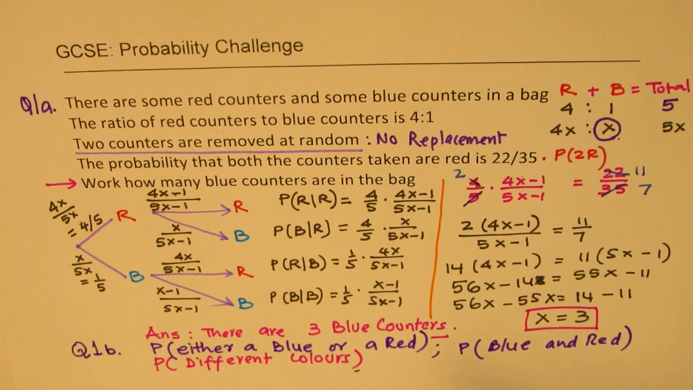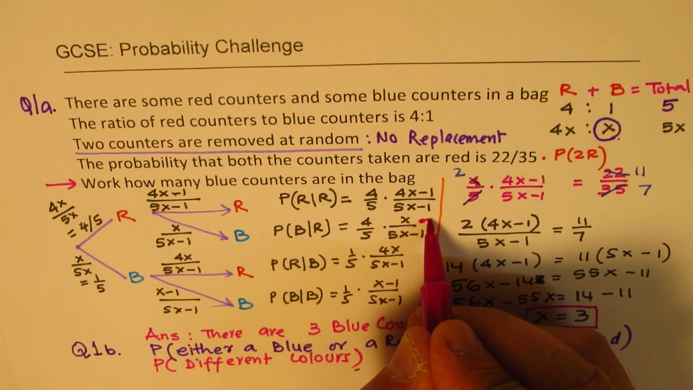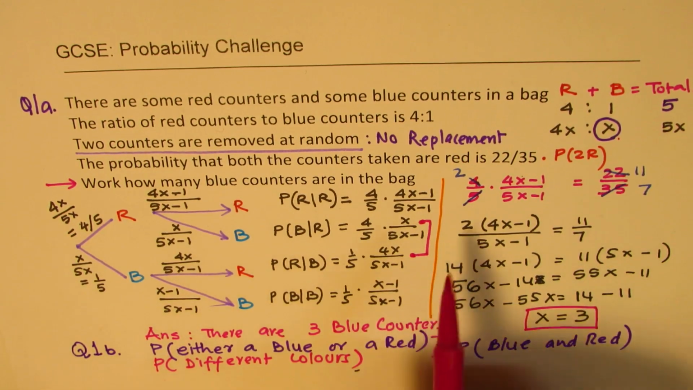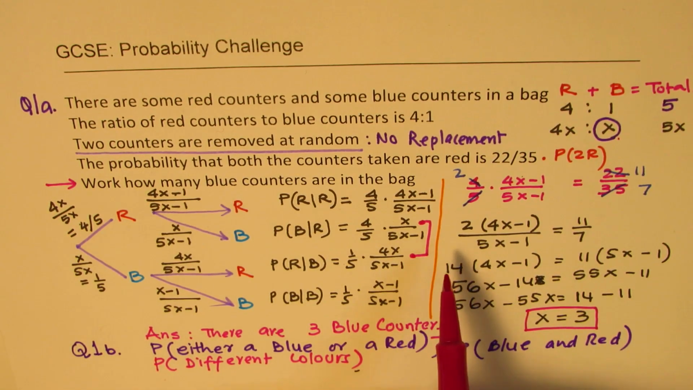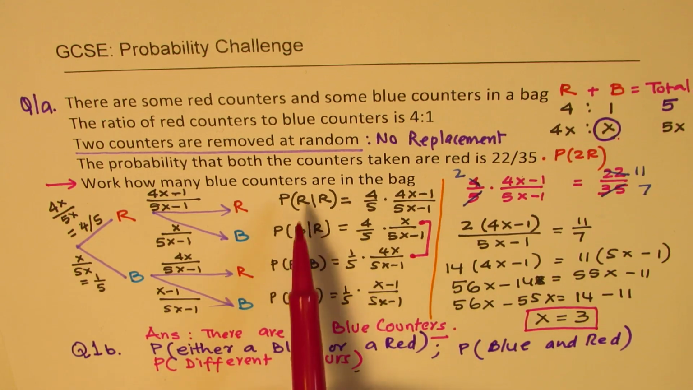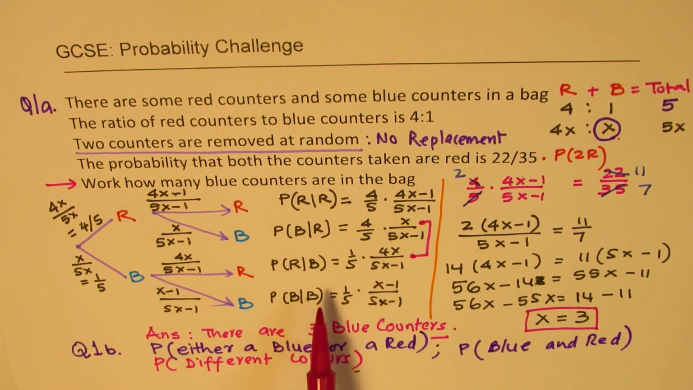So basically what you're going to do here is substitute the value of x, add these two, correct? So here what do you get? You don't get two reds and two blues. You get either a blue or a red, or a red or a blue. So that will be your answer. Does it make sense to you?